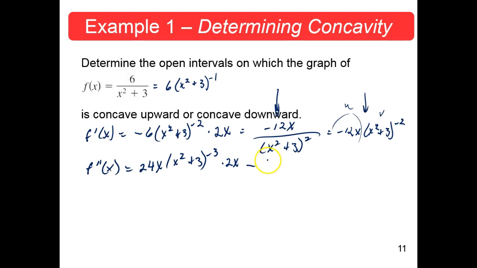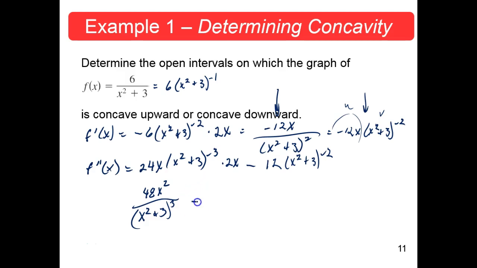The derivative of the first is just 12 times x squared plus 3 to the minus 2. Okay? Now we want to clean it up a little bit. All right, this is going to have a 48x squared over x squared plus 3 cubed. Do you agree? Yay or nay?